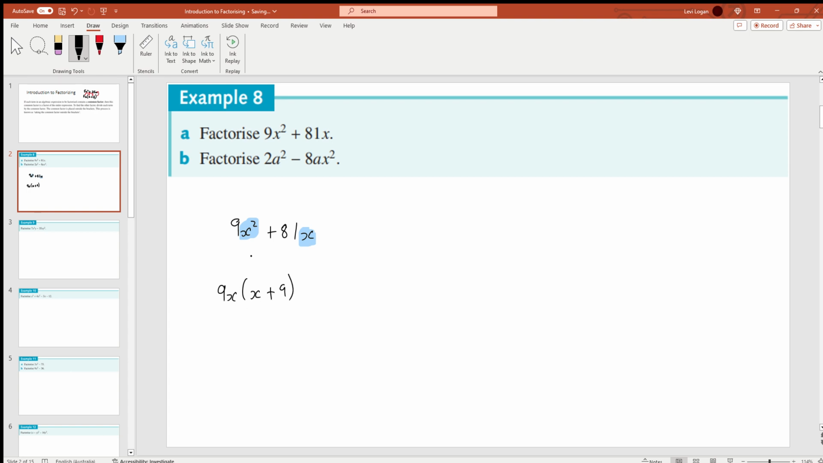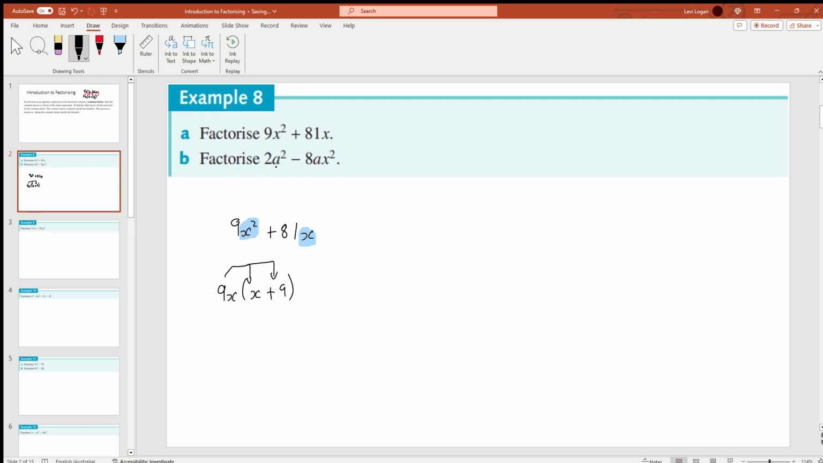So let's double check that. I've taken that common factor of 9x. If I were to re-multiply that in, I'd get 9x squared plus 81x. So we still have the same thing, and that's it factorized. Pretty basic, I know, but I thought having a video on this would be helpful to some people.